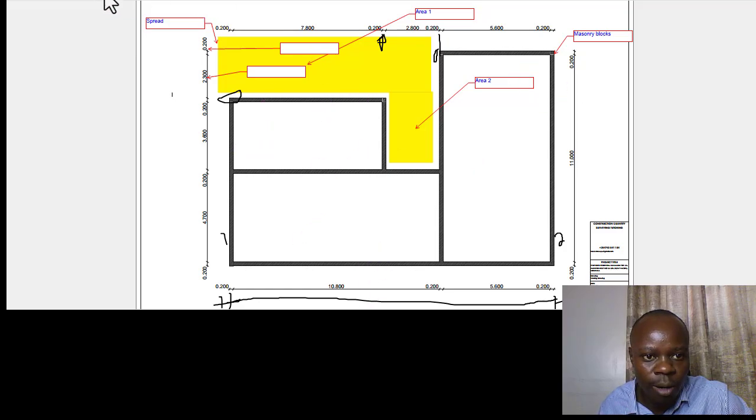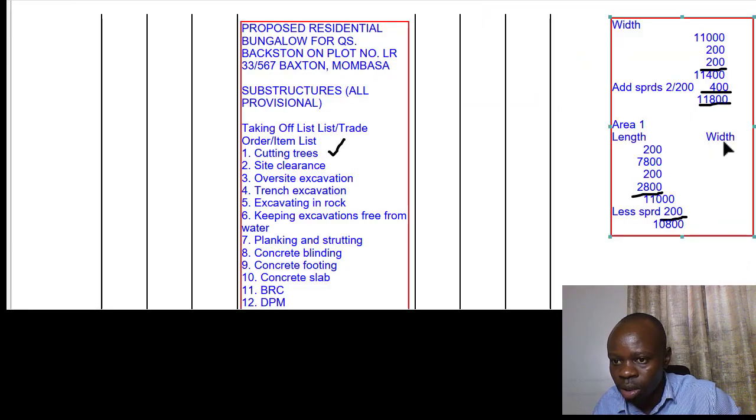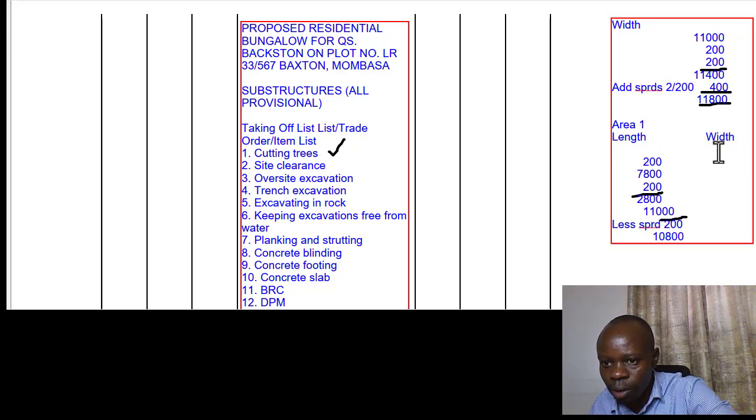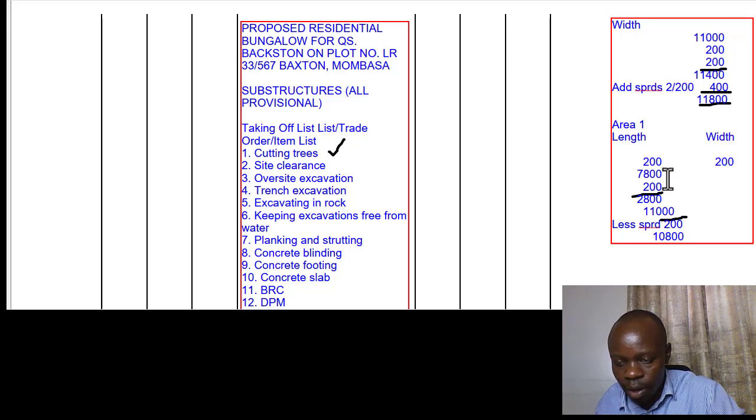Okay, so let's cover that now. The better way would be to work from here. So the spread is 200, and then we have the wall. Wall is 200. Okay, wall is 200.